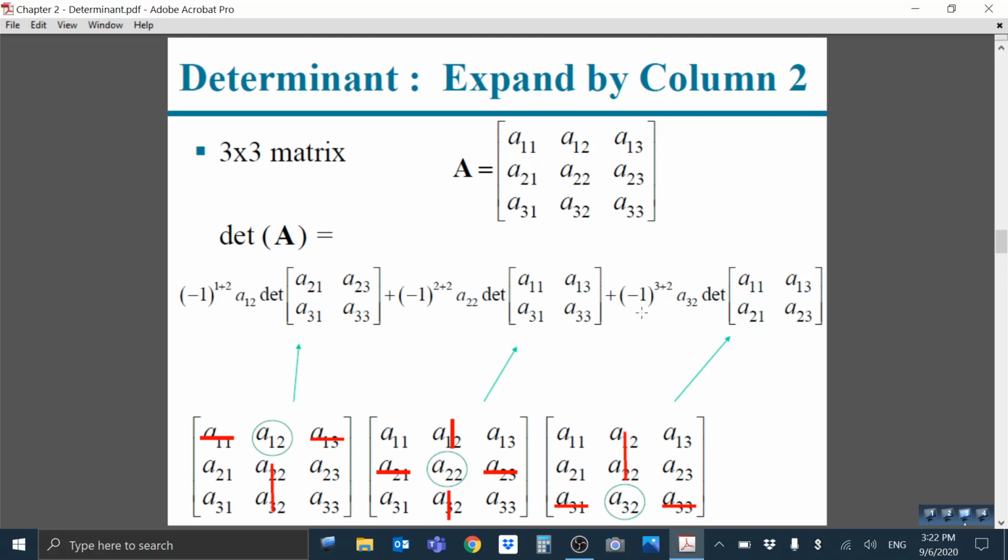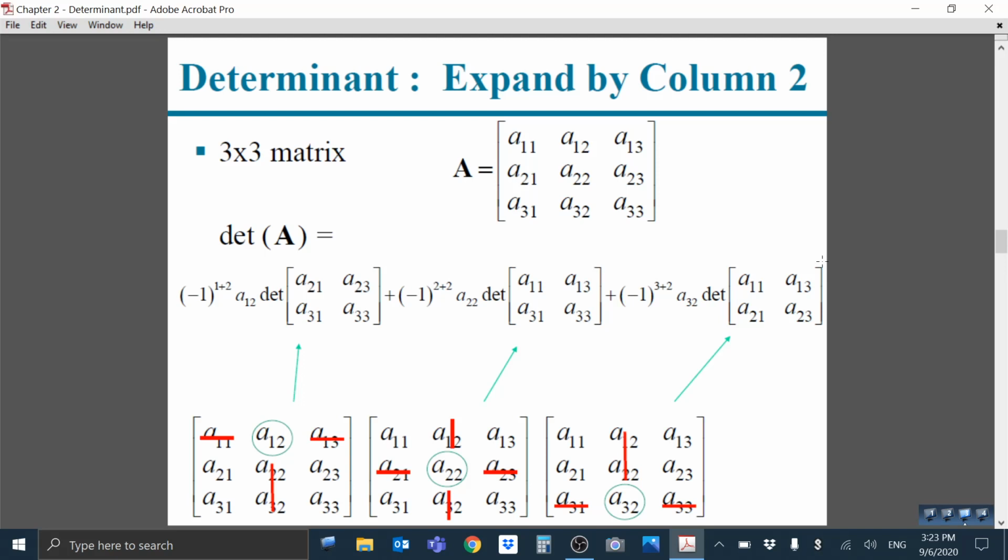Plus negative 1, the last piece is the entry at position 3, 2. So it's negative 1 to the power 3 plus 2 times A32 times the determinant of a matrix that I get by eliminating row 3 and column 2. So I have A11, A13, A21, A23. Here it is. Now I will need to compute all of these determinants separately and then bring everything together.